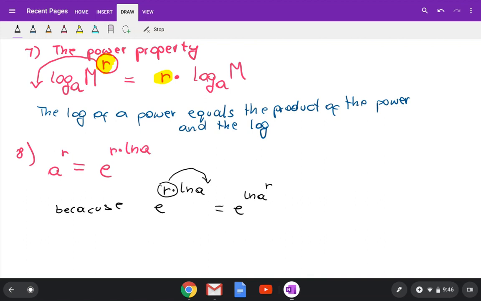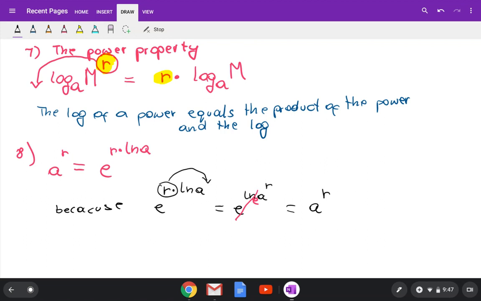And now look what happened. We know that ln has a base of e, and your exponent, because we have an exponential expression, is also e. So they will cancel each other, and the remaining expression will be your answer, which is a to the power of r.